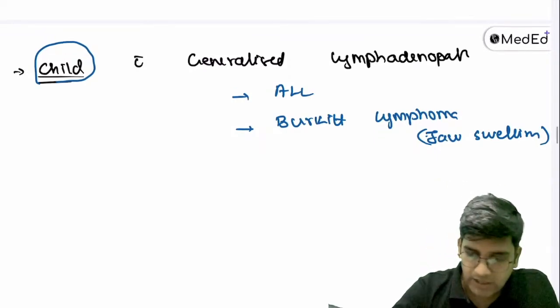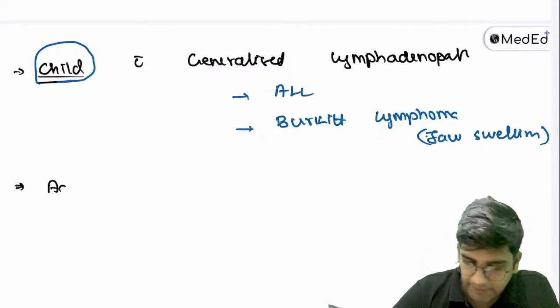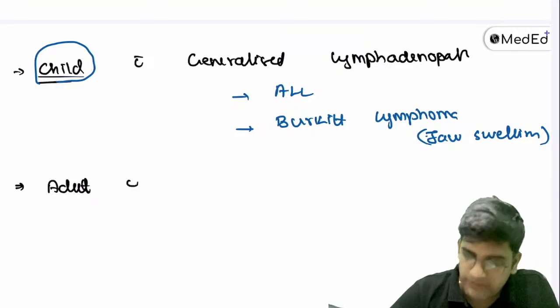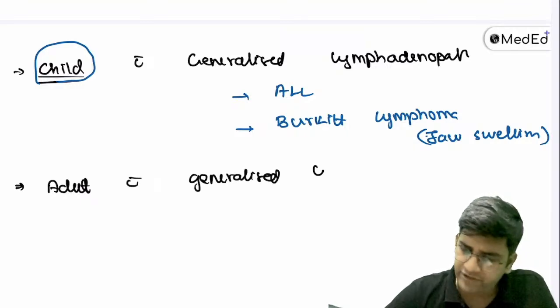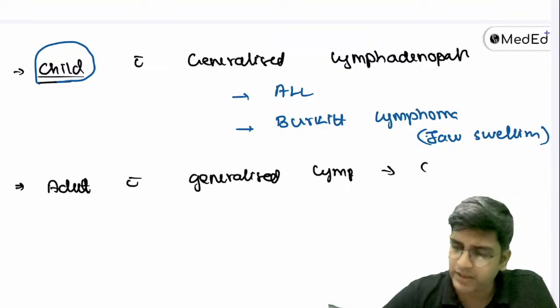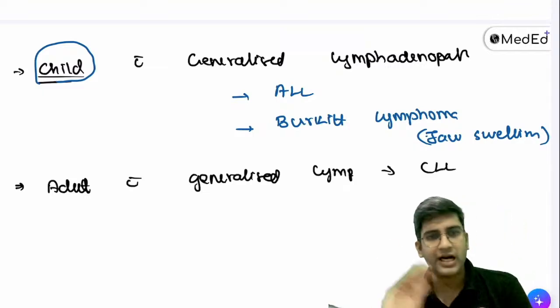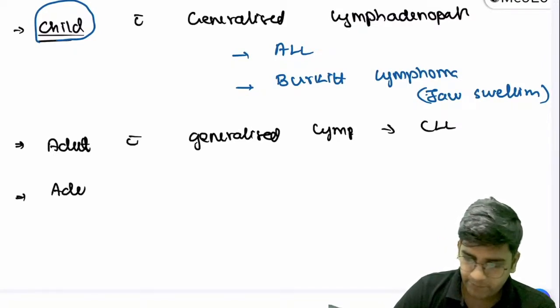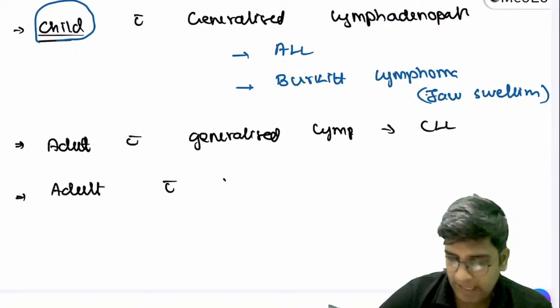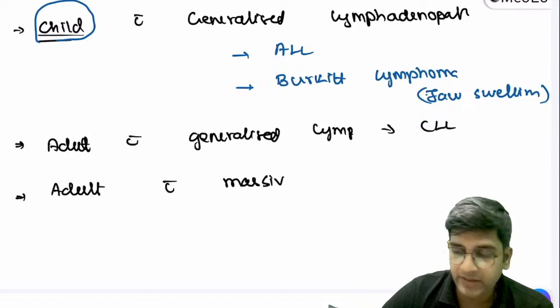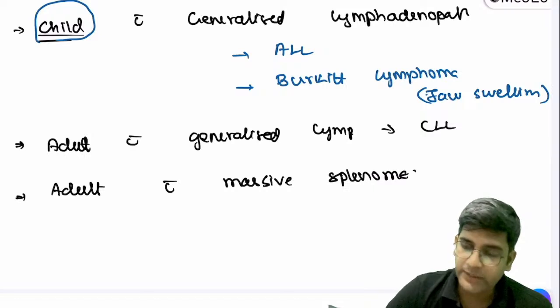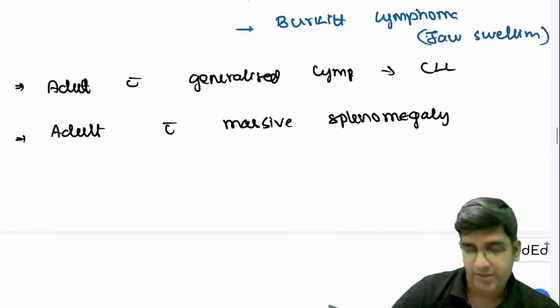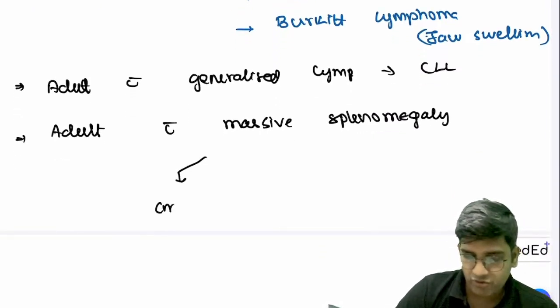Okay, next. Where I have the same question saying adult with generalized lymphadenopathy, my first possibility is undoubtedly CLL. That's the first possibility, adult with generalized lymphadenopathy, fine? Okay. Now, an adult with massive splenomegaly. Can anyone tell me the diagnosis? It's a very simple diagnosis. Adult with massive splenomegaly. You must have definitely said CML.